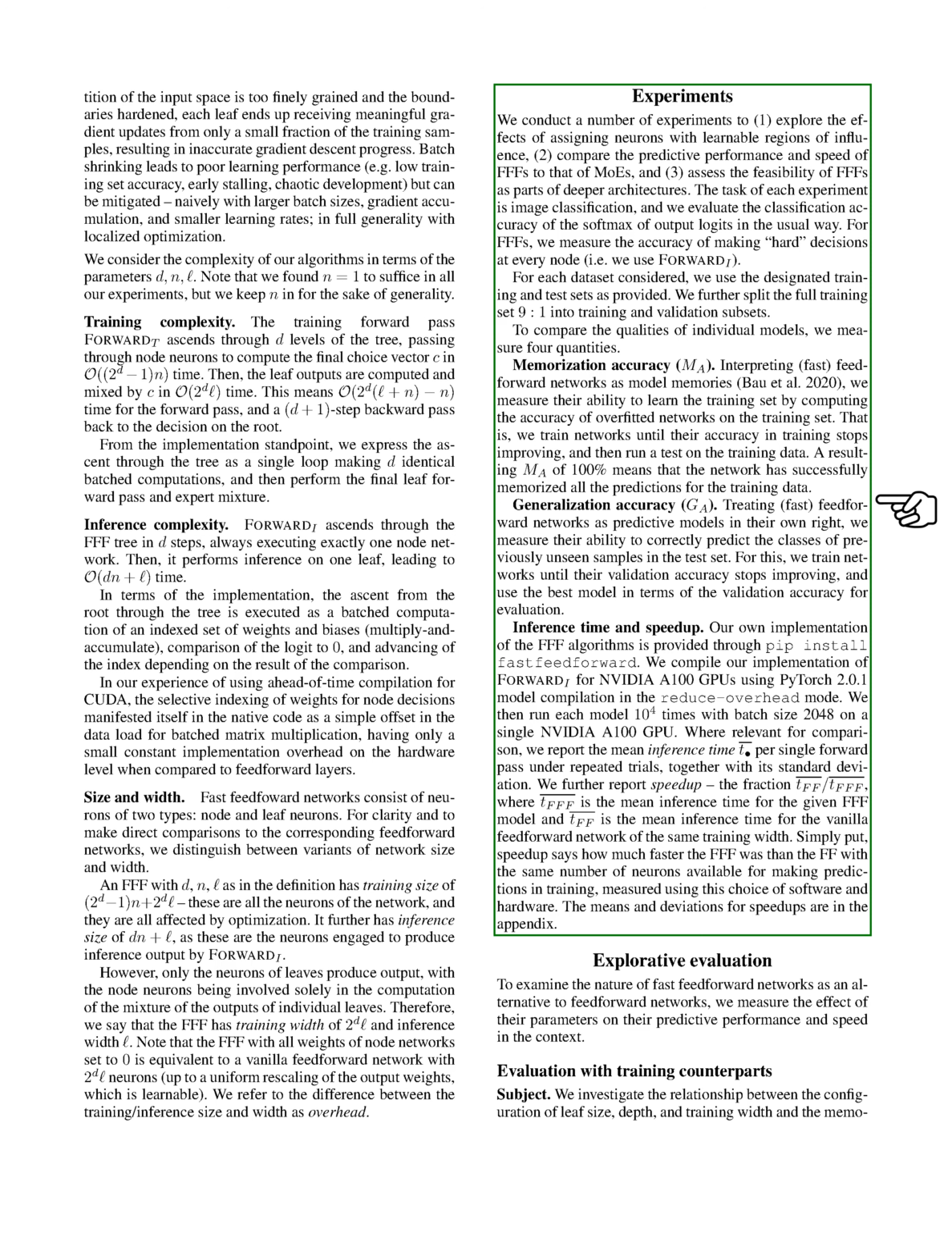We also measured inference time and speedup. We ran each model 10,000 times with a batch size of 2048 on a single NVIDIA A100 GPU. We reported the average inference time per single forward pass under repeated trials, along with its standard deviation. We also reported speedup, which is the ratio of the average inference time for the vanilla feedforward network of the same training width to the average inference time for the given FFF model. In simpler terms, speedup tells us how much faster the FFF was than the vanilla feedforward network with the same number of neurons available for making predictions in training.